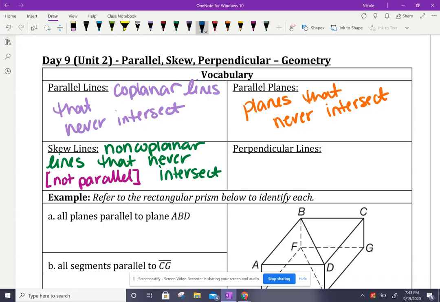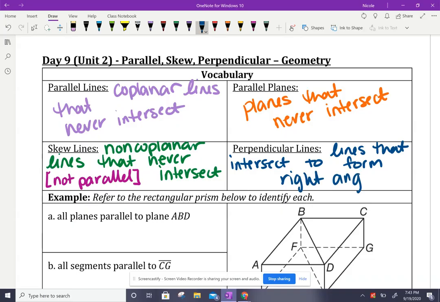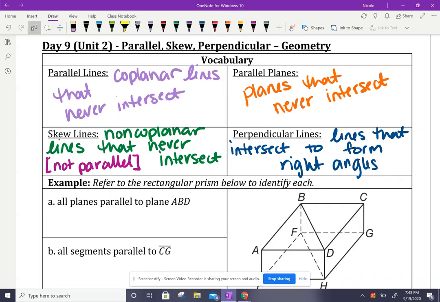Perpendicular lines are lines that intersect to form right angles. We talked a little bit about that in Unit 1. So these form right angles.